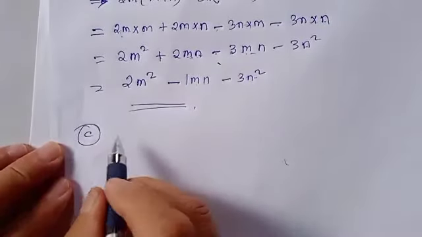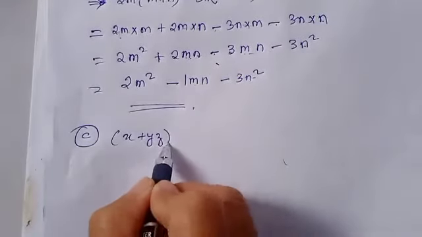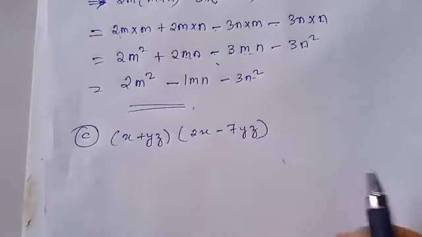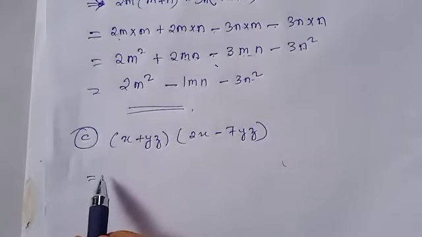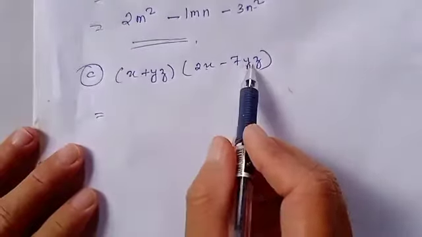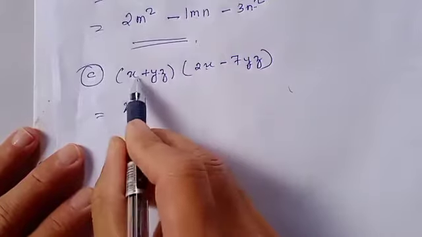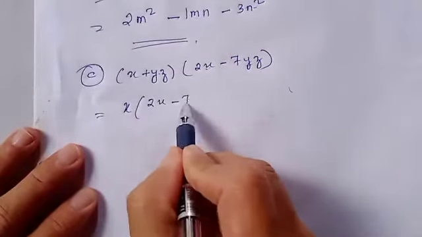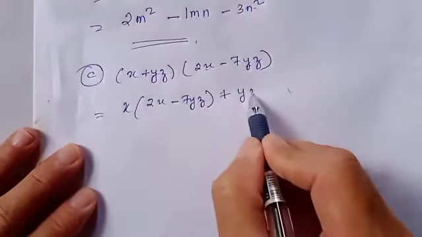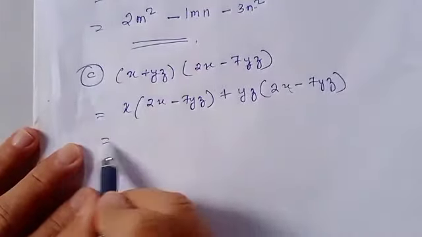Okay, let's try c. C, we have x plus yz into 2x minus 7yz. Okay, let's check it out. This one, nothing new, again same, let's follow same step. We have to multiply both these terms by these two terms, x and yz. First let's check x into, again, 2x minus 7yz, second plus again yz into second binomial, 2x minus 7yz.